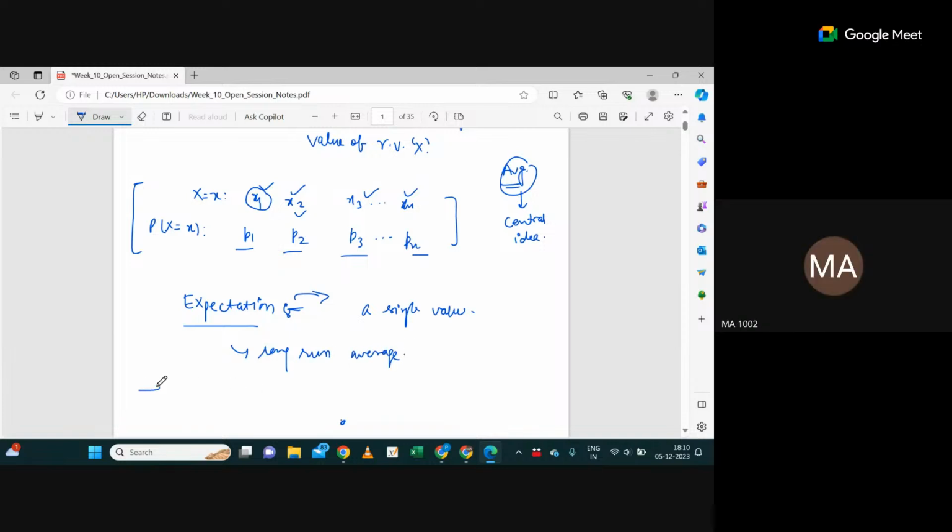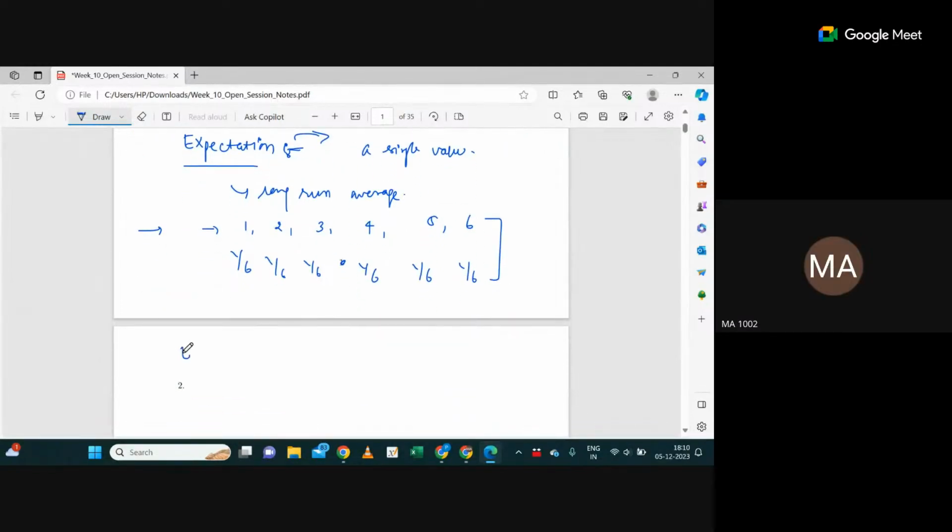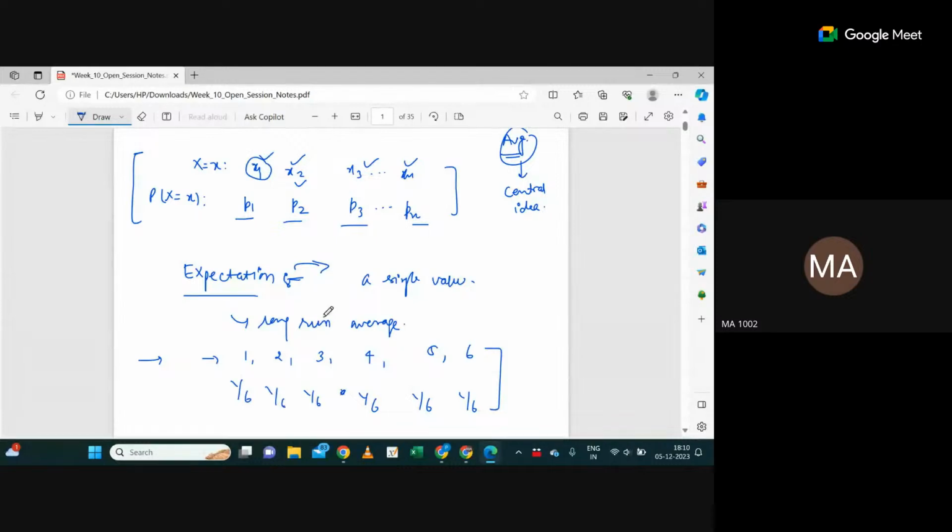For example, suppose you are rolling a die. What are the possible outcomes you will get? 1, 2, 3, 4, 5, 6. And what is the probability associated with these values? 1 by 6 each, correct? Now tell me, how can I compute the expectation? I will explain this later. So you got the idea.